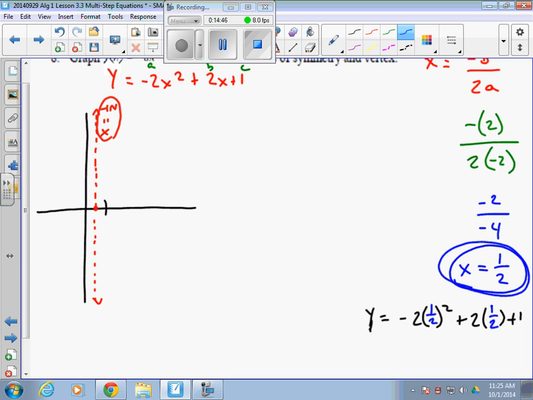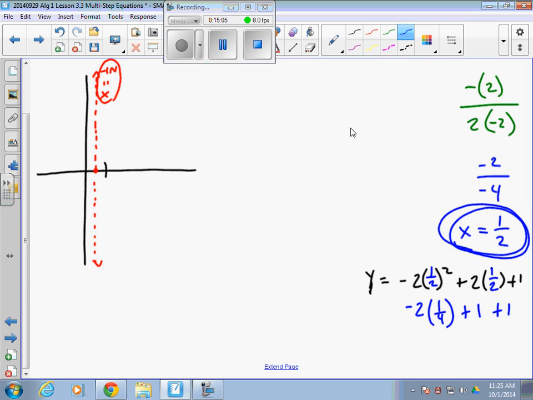So first things first, square 1/2. That gives you negative 2 times 1/4, plus, if you multiply 2 times 1/2, you're going to get plus 1, and then plus 1. So we have one more thing we have to deal with. We have to deal with 1/4 of -2.